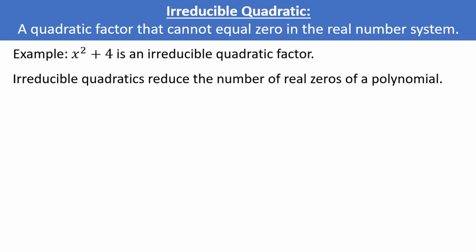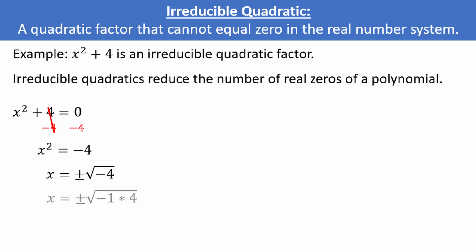Now, you can actually solve an irreducible quadratic for 0 using imaginary numbers. For example, if we set x squared plus 4 equal to 0, we can then subtract 4 to get x squared is equal to negative 4. Taking the square root, we get x is equal to plus or minus the square root of negative 4.